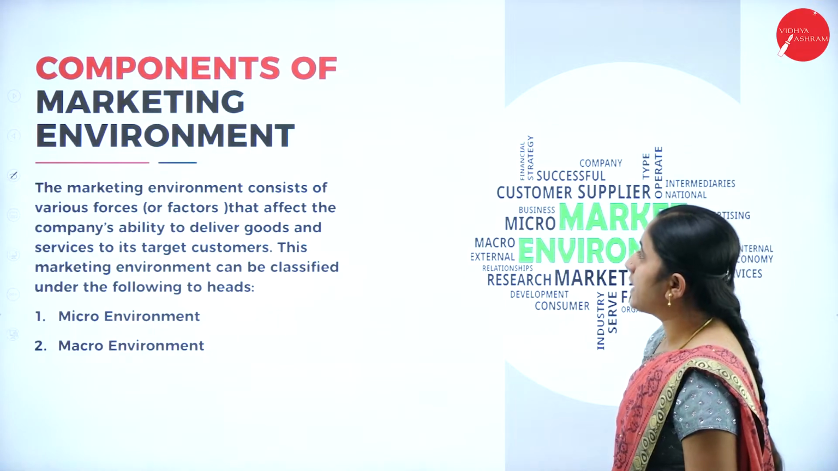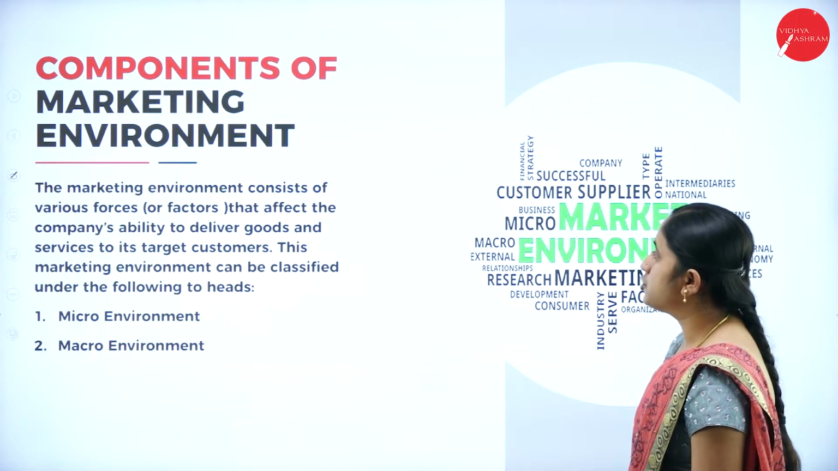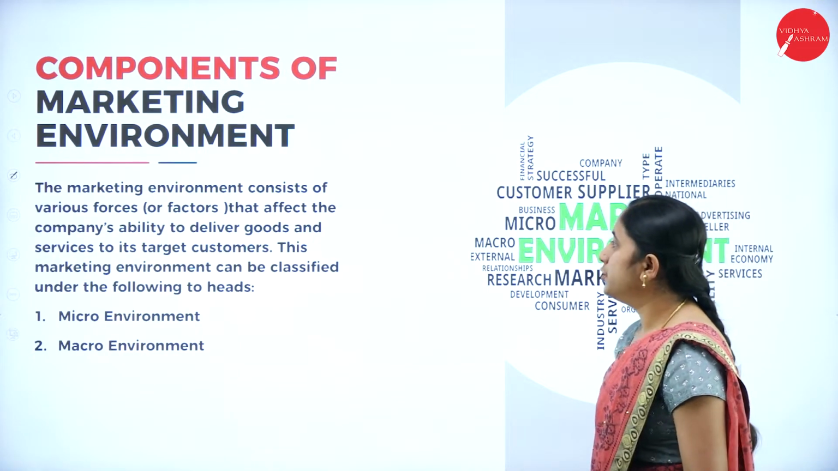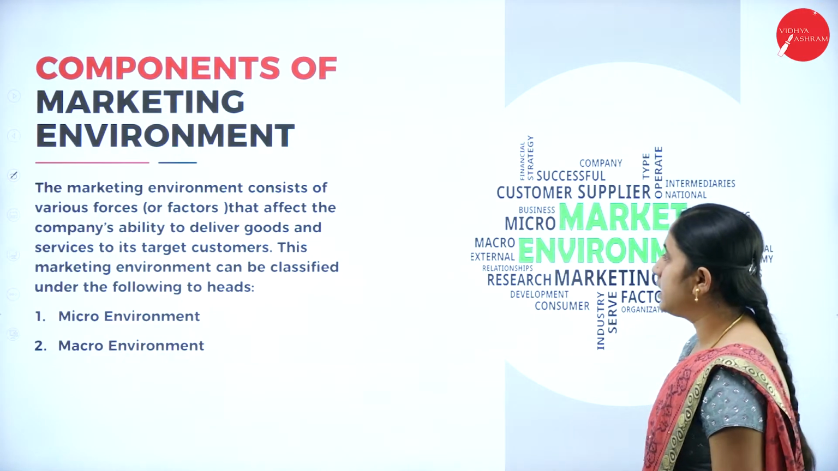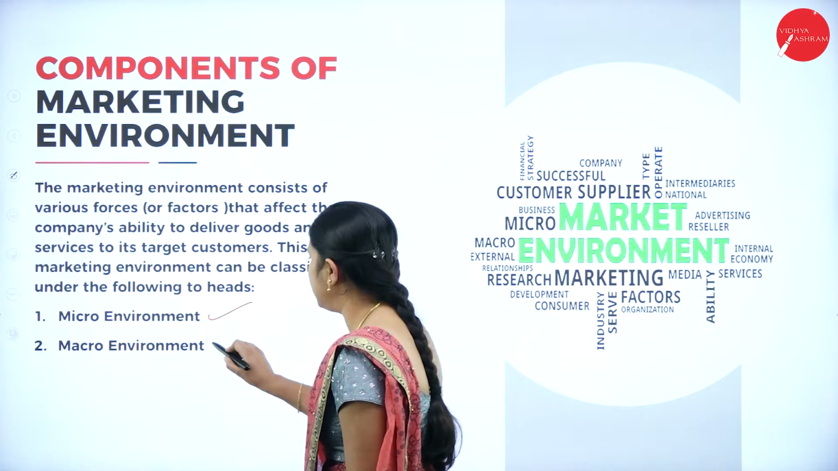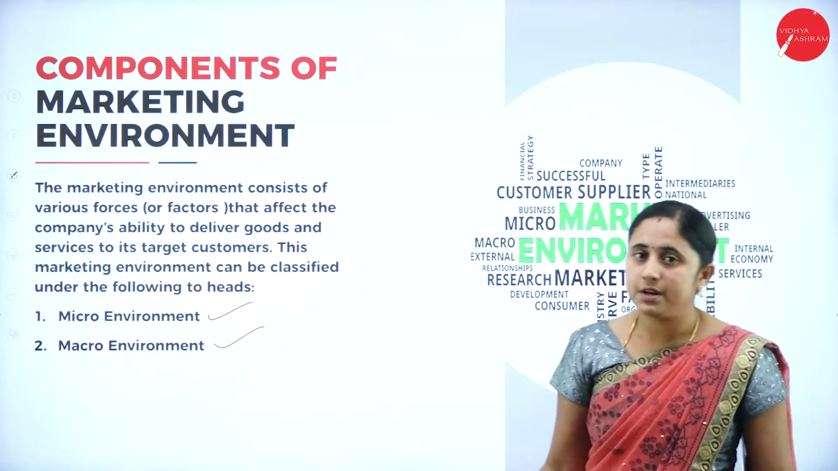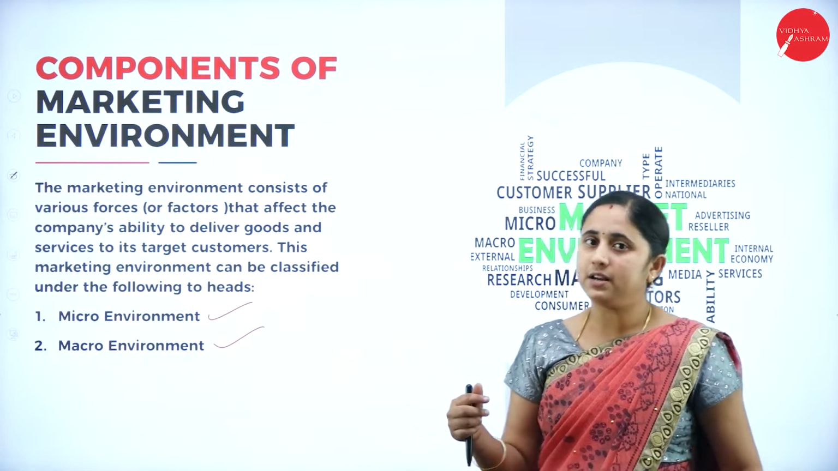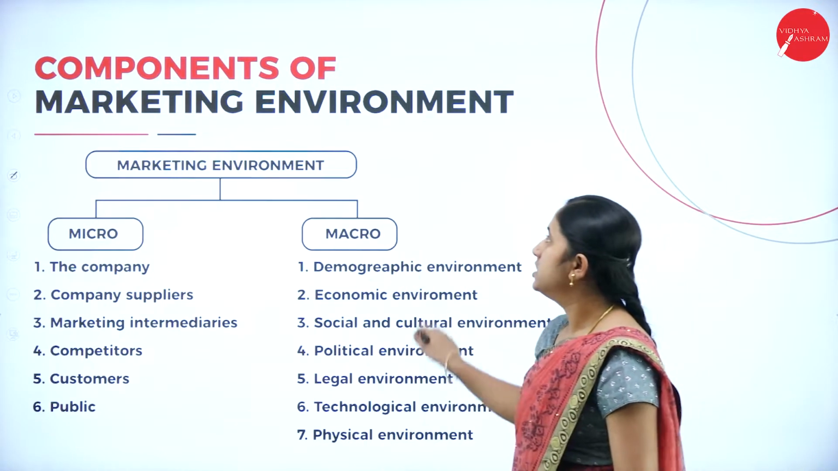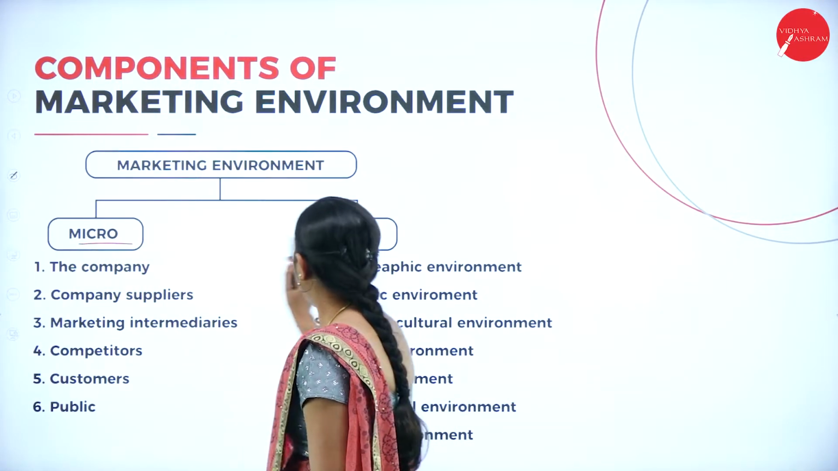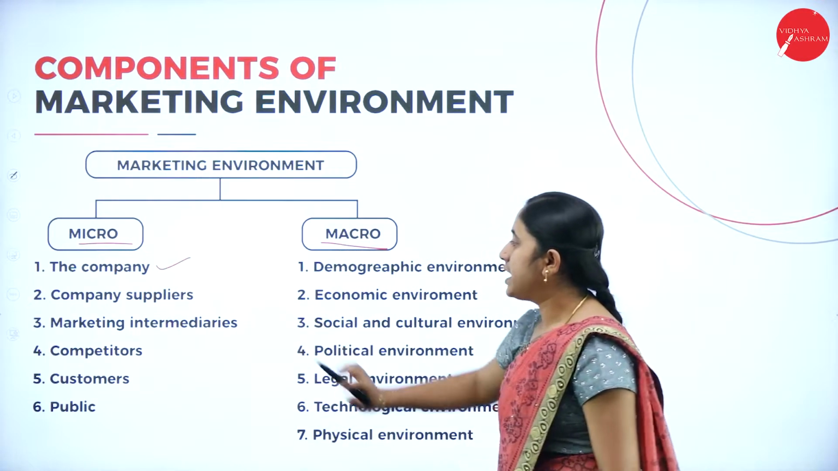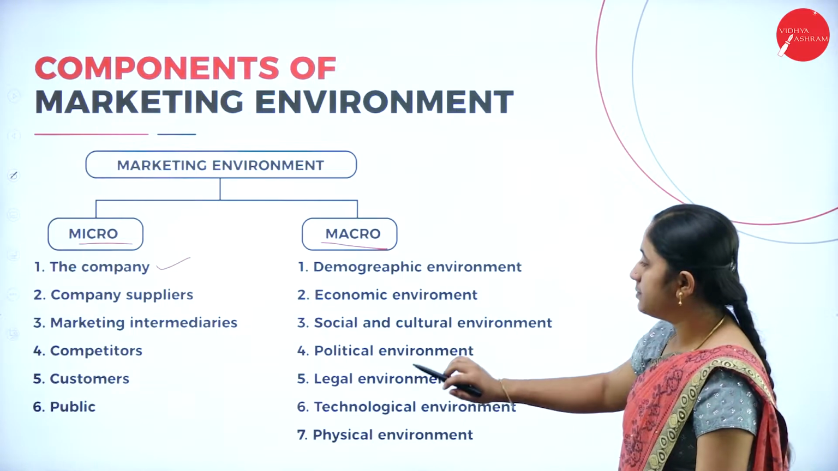Next, the components of marketing environment. The marketing environment consists of various forces or factors that affect the company's ability to deliver goods and services to its target customers. The marketing environment can be classified into 2 types, micro environment and macro environment. The micro and macro environment can be explained through this chart. Under micro environment, you have the company, supplier, marketing intermediary, competitors, customer and public.